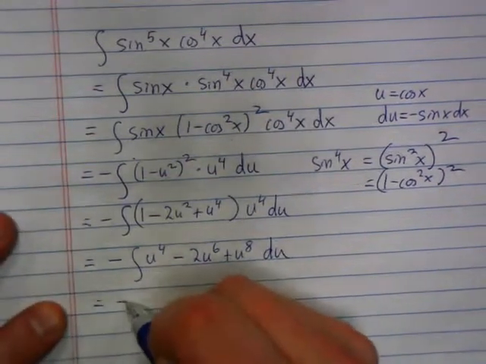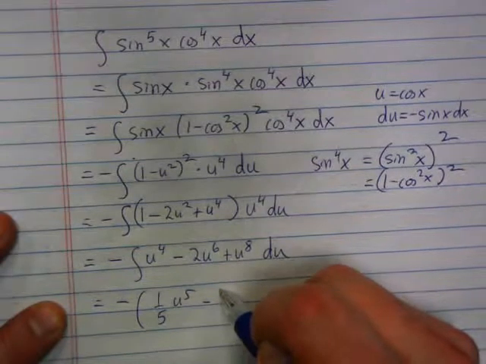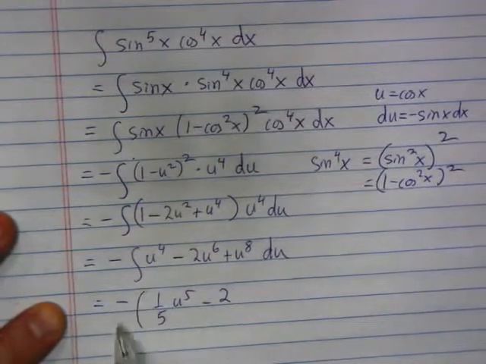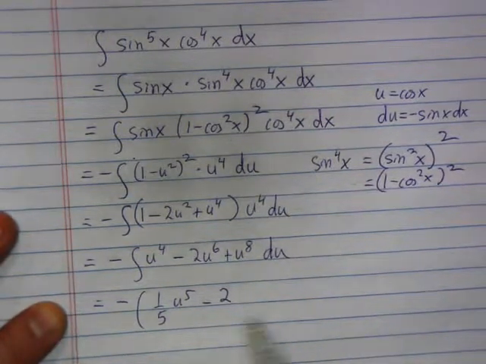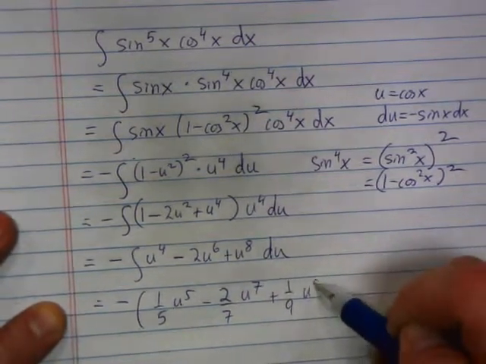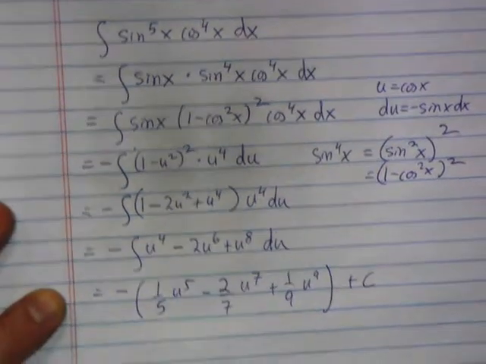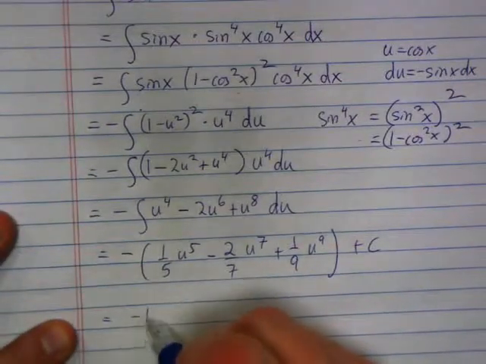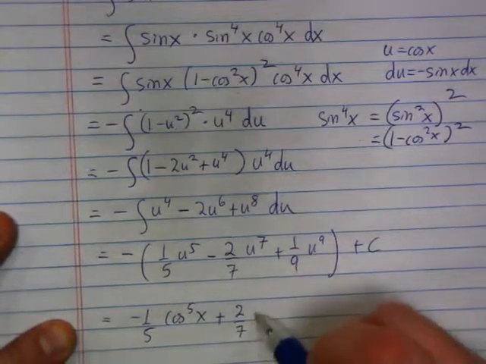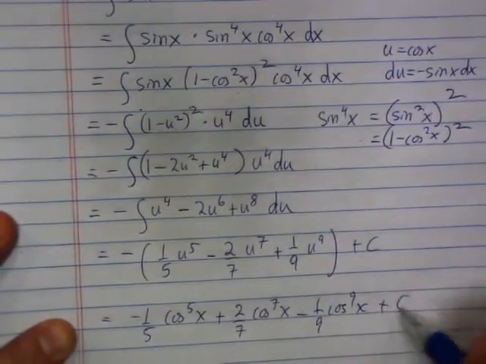We end up with minus 1/5 u to the fifth minus 2/7 u to the seventh plus 1/9 u to the ninth plus c. I left my minus outside and I put a parenthesis. If you want to distribute your minus through, you can. And so I think I'll distribute my minus sign through now and plug all my cosines back in. Final answer looks like it's minus 1/5 cosine of the fifth x plus 2/7 cosine of the seventh x minus 1/9 cosine of the ninth x plus c.